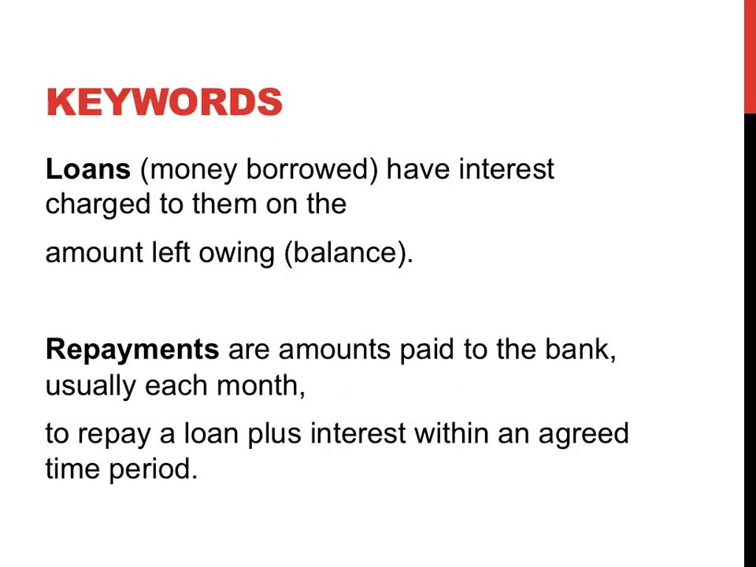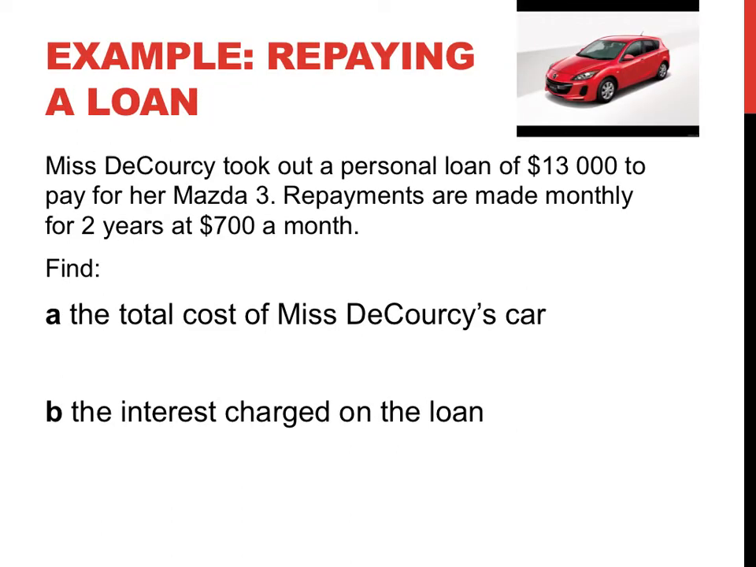Before we do that, these are the keywords that you need to know: a loan and a repayment. Loans are monies borrowed that have interest charged on the amount left owing, which is your balance. Repayments are amounts paid to a bank, usually each month, to repay a loan plus interest within an agreed time period. So repayments, money you pay back. Loans, money you borrow.